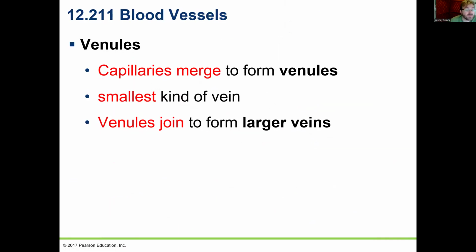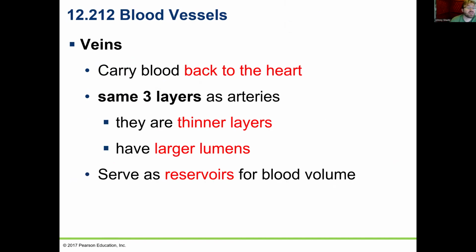Now, venules. Capillaries merge to form venules, which are the smallest kind of vein, and venules then join to form larger veins. Veins carry blood back to the heart, and they have the same 3 layers as arteries. However, they are thinner layers. They have larger lumens, and they also serve as our reservoirs for blood volume. So we have a little bit more blood than we need to account for potential loss. This is where that blood's going to be stored.